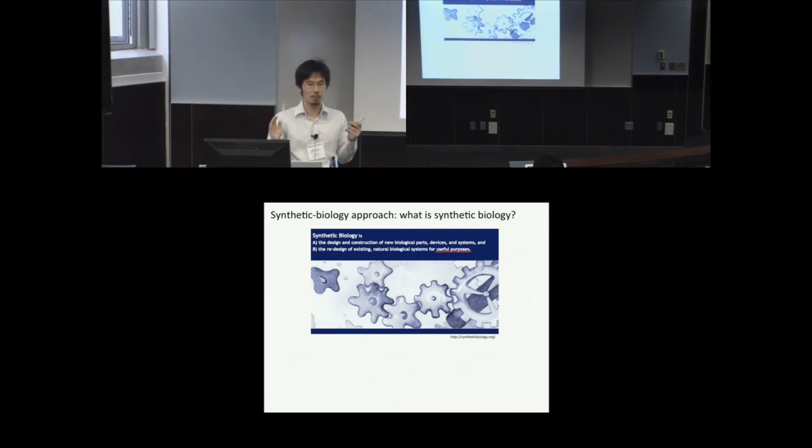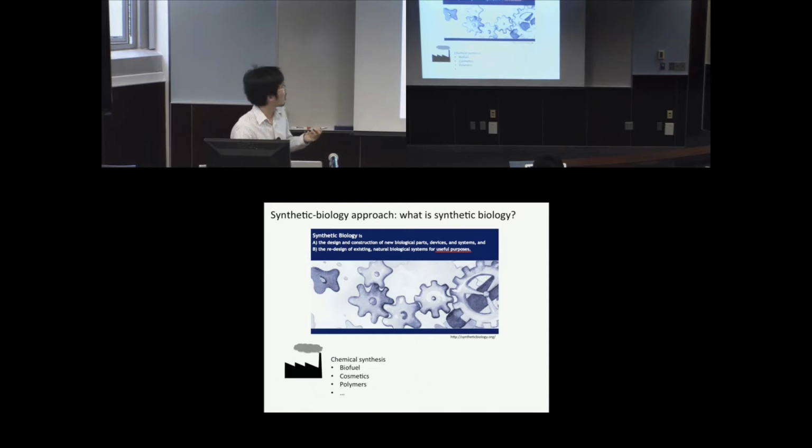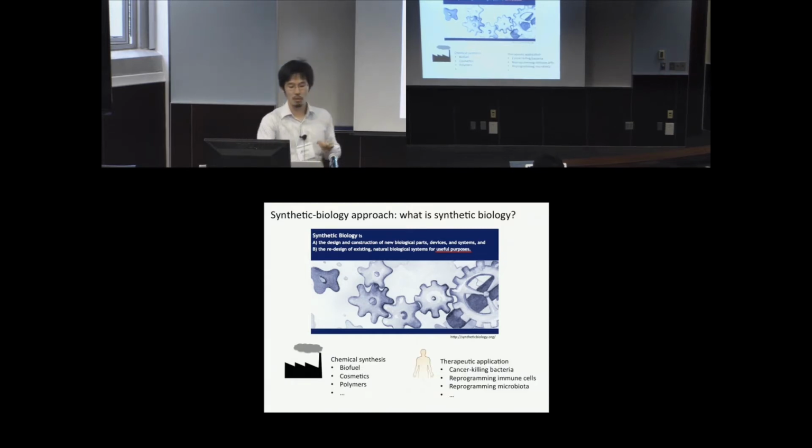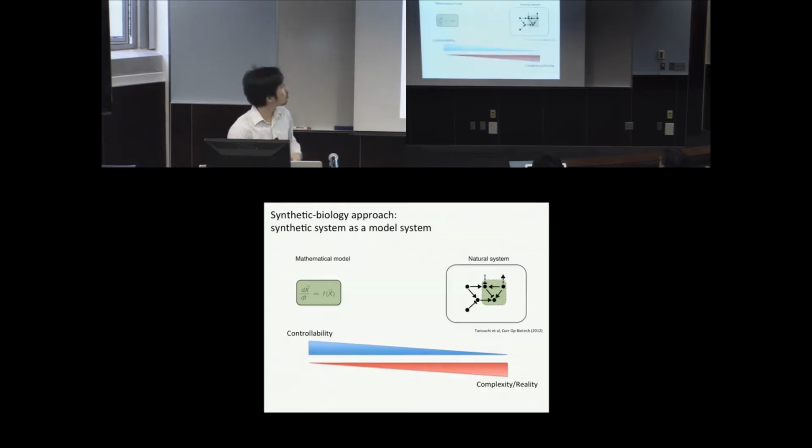If you think about useful purposes of engineering bacteria or microbes, maybe you typically think of chemical synthesis, biofuel, cosmetics, polymers, or maybe some therapeutic application like cancer-killing bacteria, re-engineering of the microbiome, or re-engineering of immune cells. But to me, the useful purpose of synthetic biology is to use a synthetically engineered system as a model system to study certain biological phenomena.